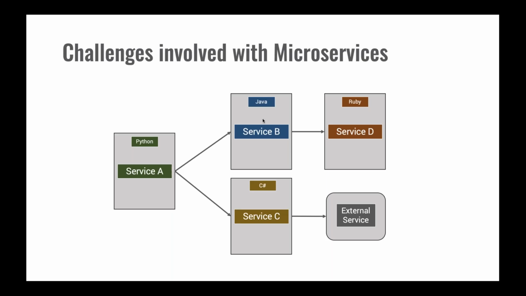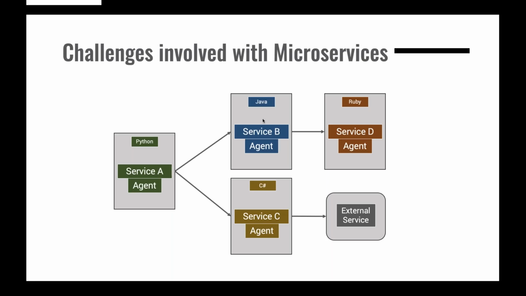And if you end up writing those agents, you got to write it in the language in which the microservice is written, which means to basically monitor and control service A, you got to write an agent in Python. And for service B, you got to repeat the same functionality, but in Java and in C# and in Ruby and so on. So these agents, some call them SDKs, some call them agents, some call them frameworks.